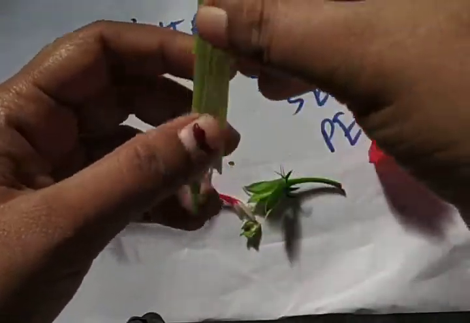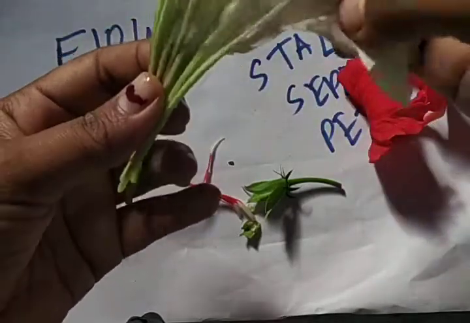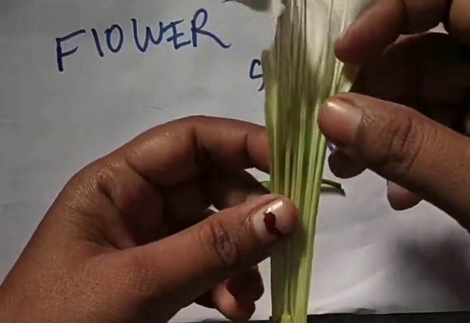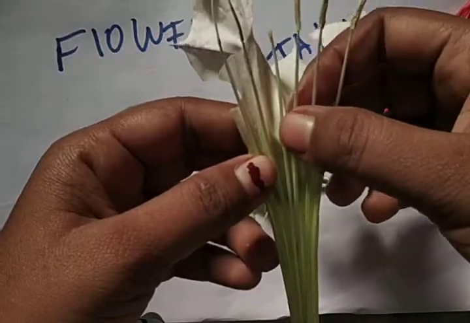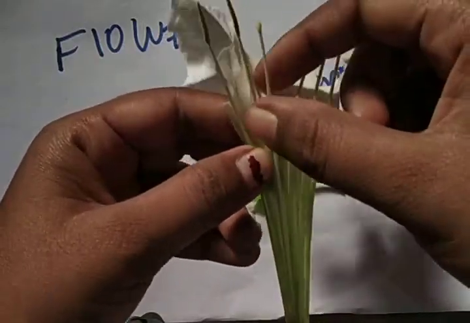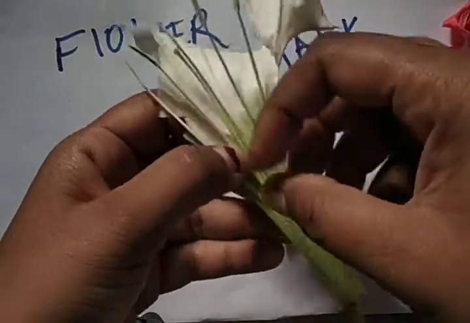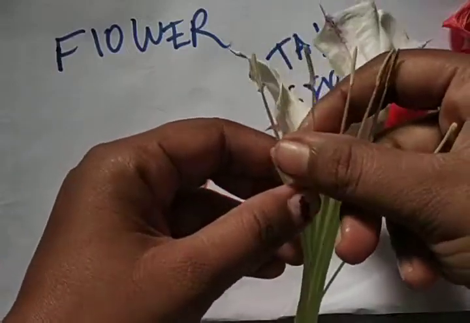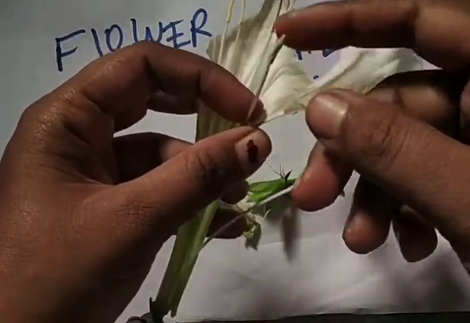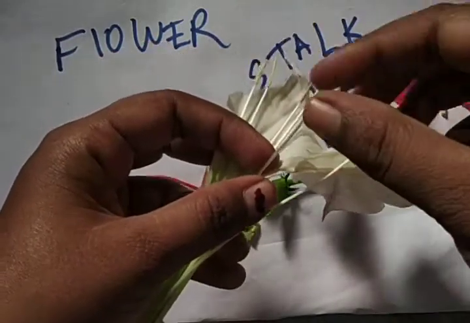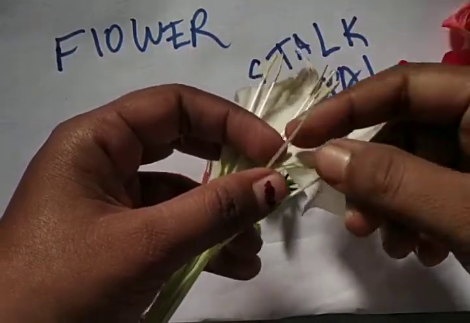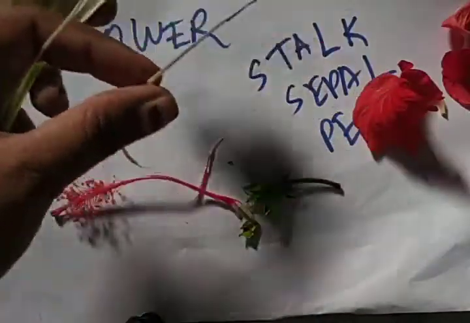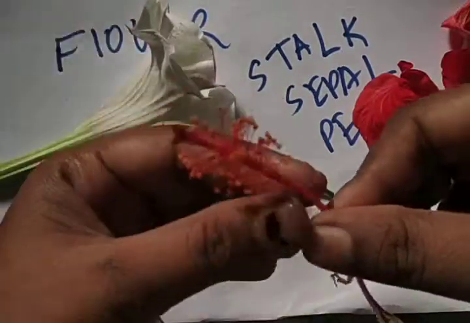Now look at here. Here you can see these are the stamens. They are surrounding the pistil. The pistil is in the middle. This is the pistil and these are stamens. So 1, 2, 3, 4, 5 stamens are there. In a stamen you can see this is the anther and this is the filament. This portion is the anther and this stalk is the filament. If I remove this one, you will find it like this.